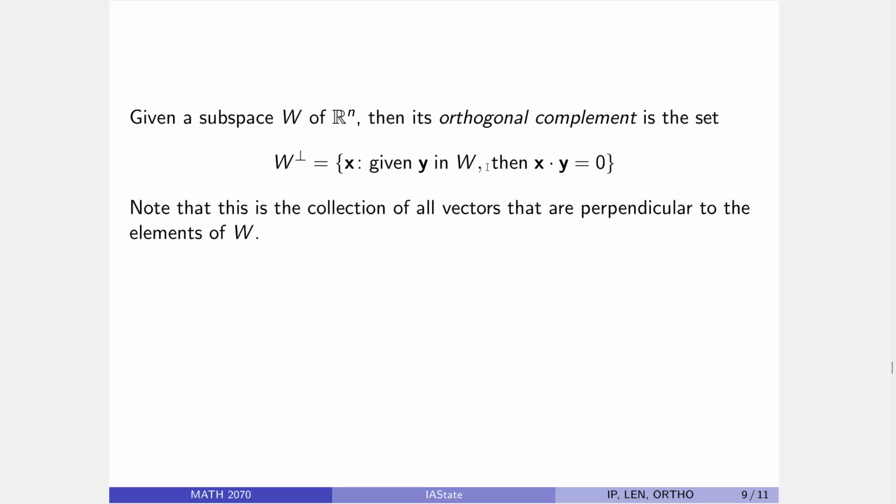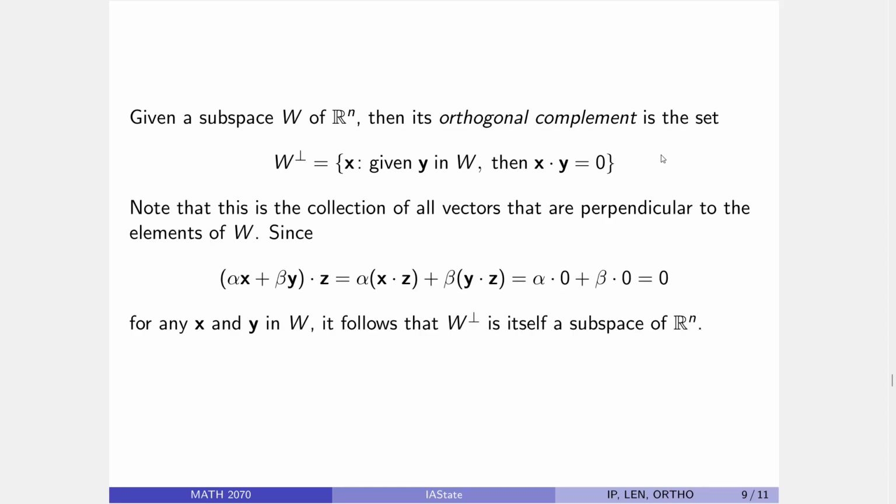Now, this is essentially a super abstract version of the normal line of the plane that you encountered perhaps in your Calc 3 days. And note something about this: if you take two vectors, x and y, that are in W, then scaling and adding them up and dotting them, for any x in W and W perp.